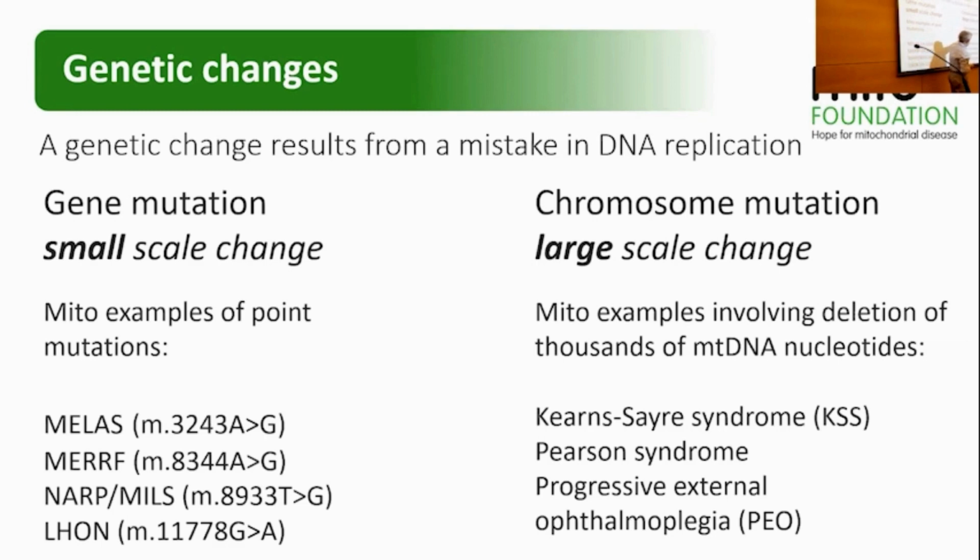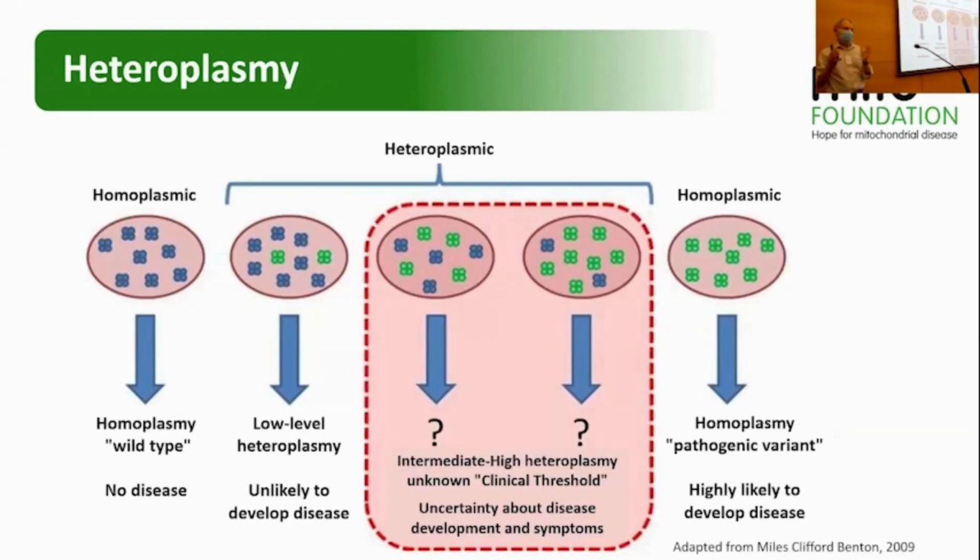And then you can get large scale changes of hundreds, thousands of letters. In mitochondrial DNA terms, these are the classic causes: deletions of the mitochondrial DNA, large chunks that result in conditions such as Kearns-Sayre syndrome, Pearson syndrome, and progressive external ophthalmoplegia. Mitochondrial DNA was a whole new world, and it was back in 1988 when changes in the mitochondrial DNA were first shown to cause disease.